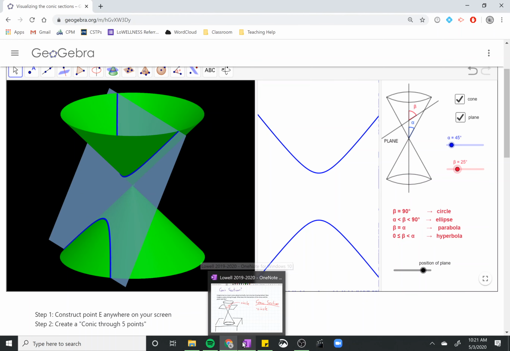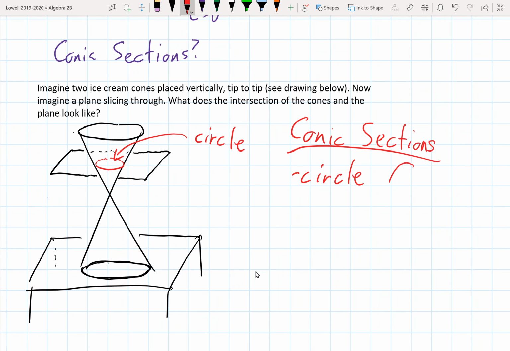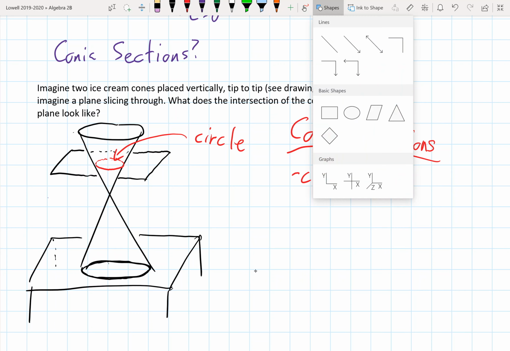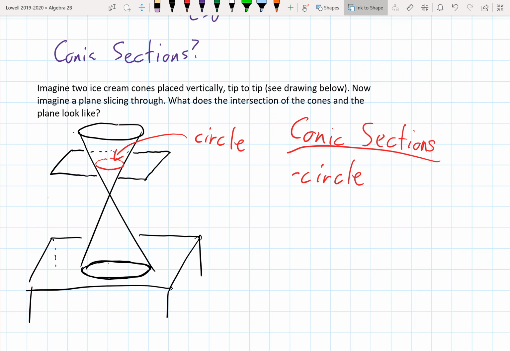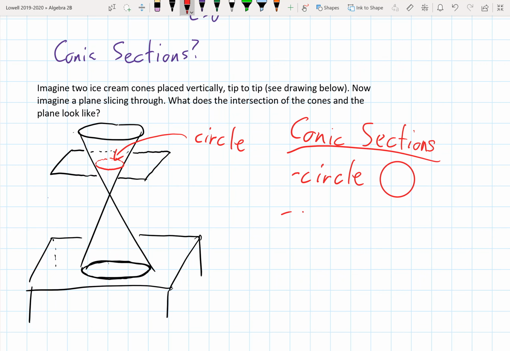So let's drop them in a list and then draw little graphs of them. So you have a circle, and then we have the ellipse, which is essentially an oval, a stretched out circle. And then we have the parabola. The parabola, which we know and love, looks like that.